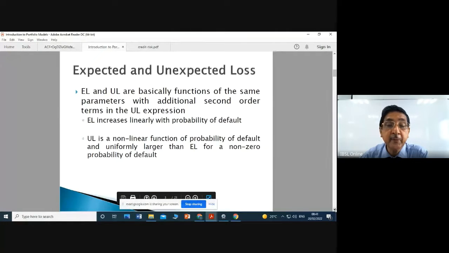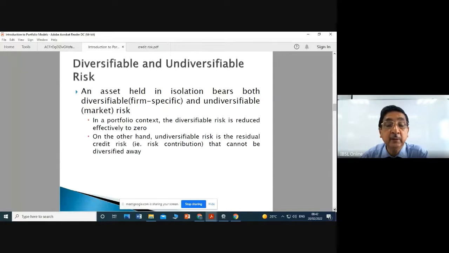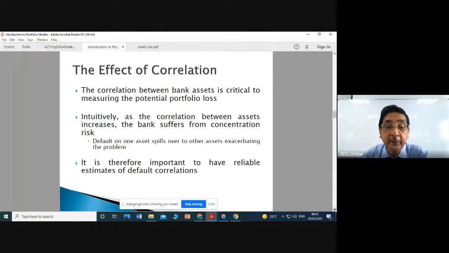Now, we discussed the calculations up to this and the effect of correlation.